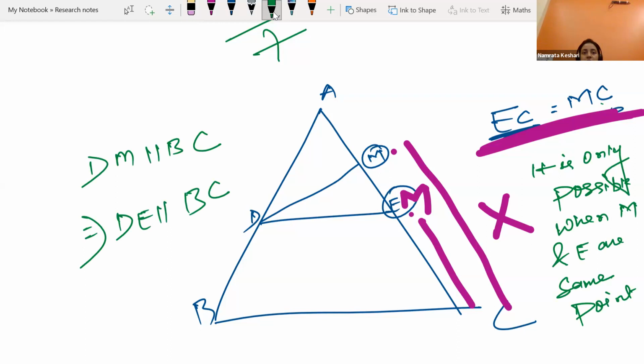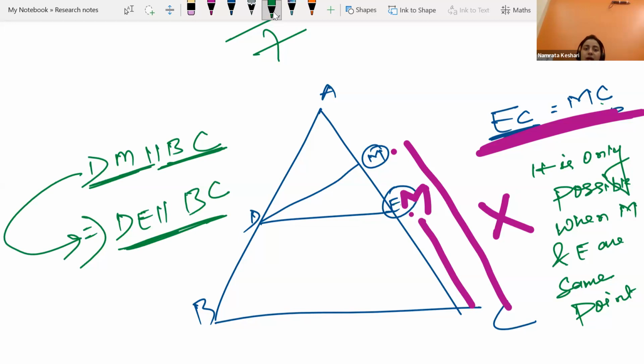So can you repeat again? Are you getting it? If this E and M are the same point, both lying on each other, then can we say that we have taken the assumption that DM is parallel to BC? That means that DE is parallel to BC. Can we say that? No.